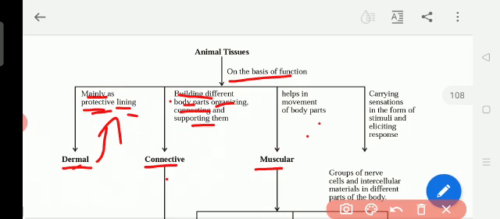And then muscular means what? Flesh. It helps in movement of body parts. And the next one, carrying sensation in the form of stimuli and eliciting response. Stimuli means when somebody touches, we respond to that touch. Somebody calls us, we say yes. That is responding, reacting to the touching, reacting to the words. It is the stimuli.